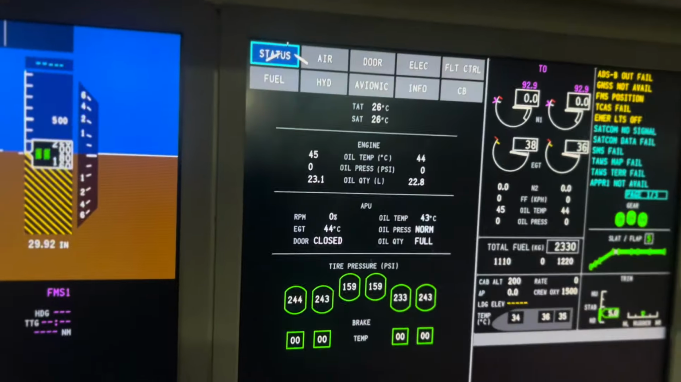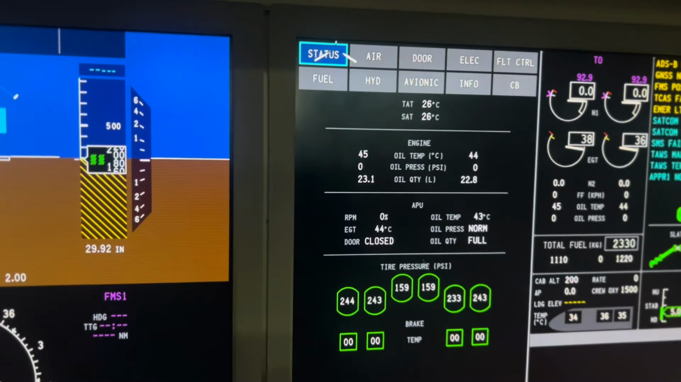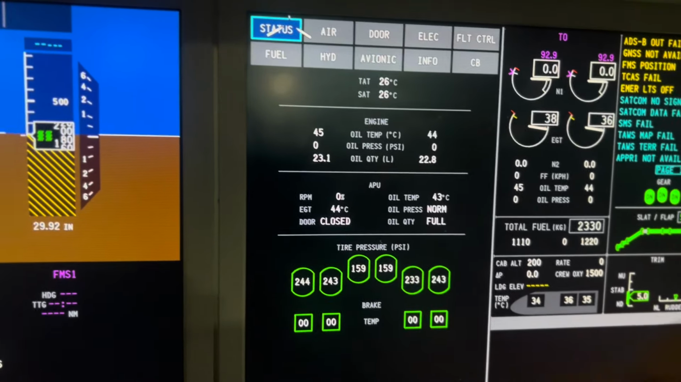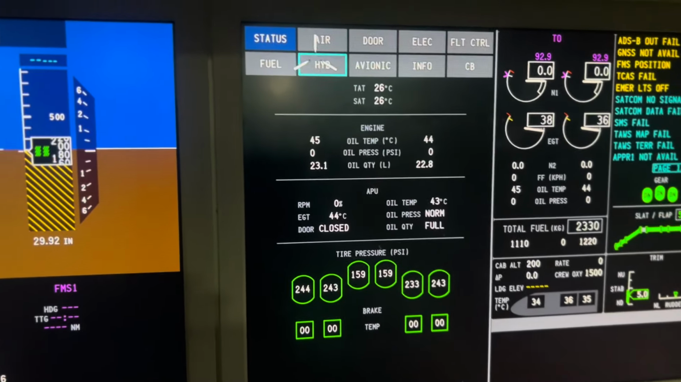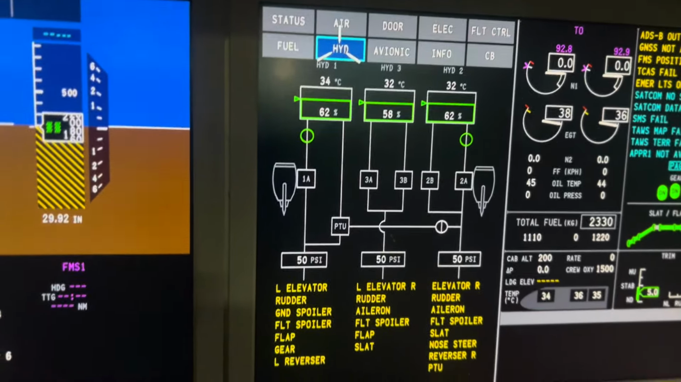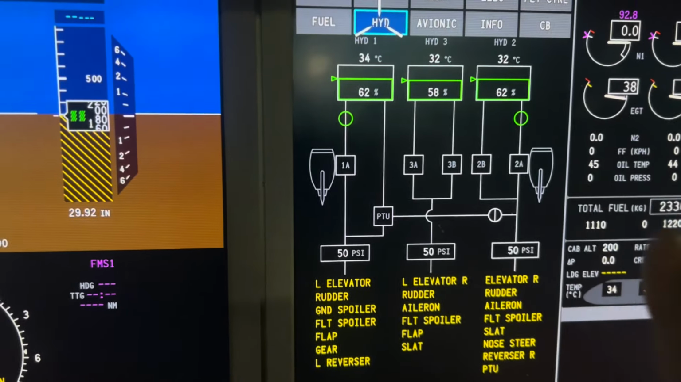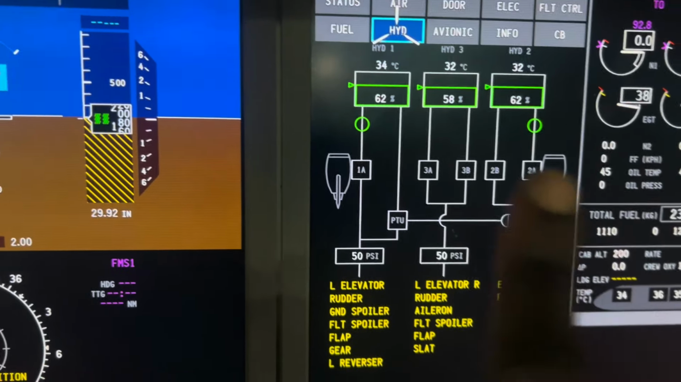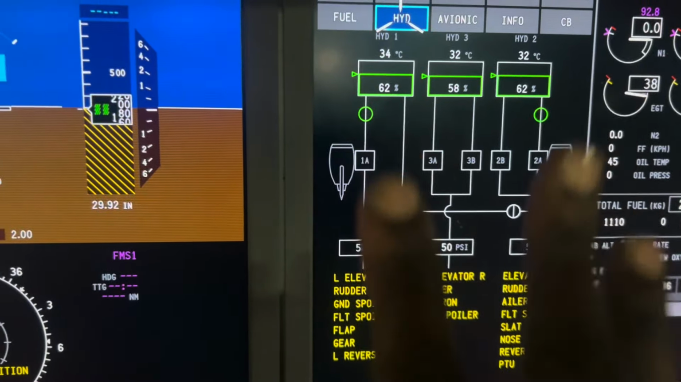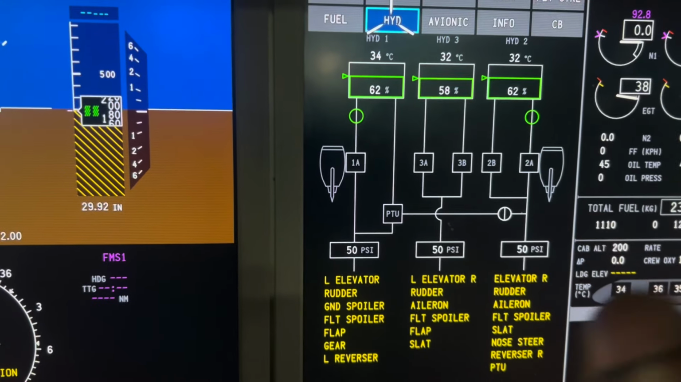Before I do any retraction and extension, there's a lot of precaution and also some process you've got to keep in mind. The first thing I usually do personally is go to my hydraulic page. And what exactly am I looking for? I'm looking at the quantity of my hydraulics. For this aircraft specifically, we have three hydraulic systems: hydraulic 1, 3, and 2.